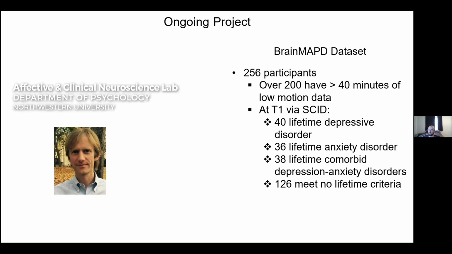At time one, participants are assessed via structured clinical interview. There were 40 with lifetime depressive disorder, 36 with a lifetime anxiety disorder, 38 with a comorbid depression anxiety diagnosis, and also 126 that met no lifetime criteria for any disorder. So there's good variability here in terms of clinical symptomatology and healthy controls.